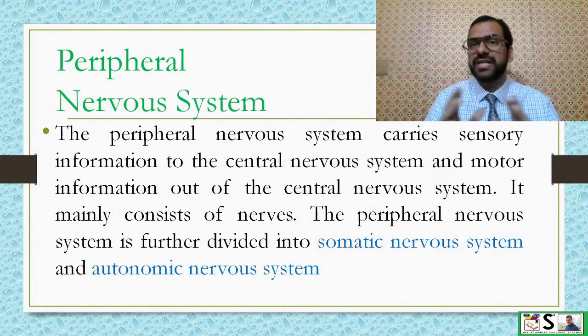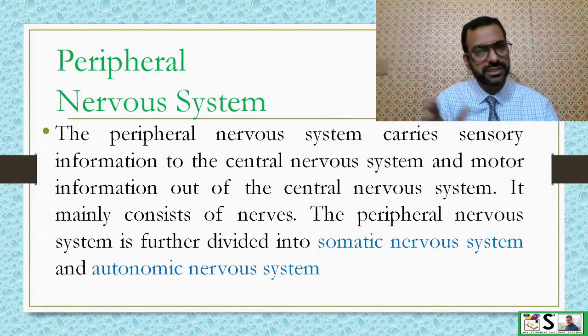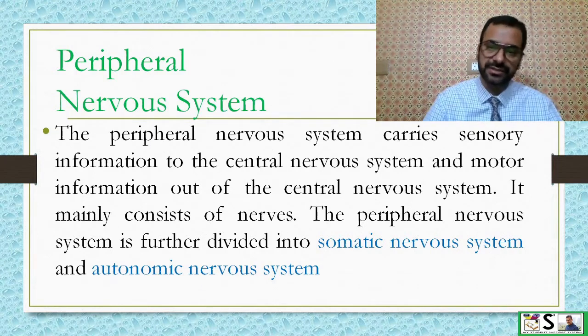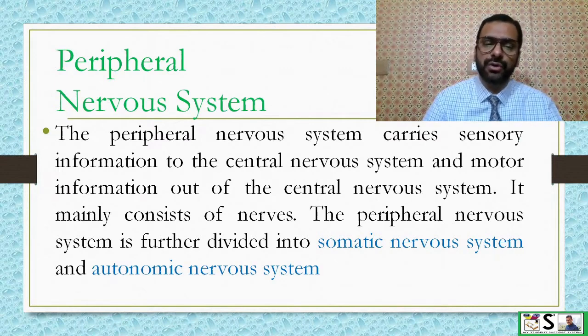The second part is the peripheral nervous system. The peripheral nervous system carries sensory information to the central nervous system. It mainly consists of nerves. The peripheral nervous system is further divided into the somatic nervous system and the autonomic nervous system, SNS and ANS.